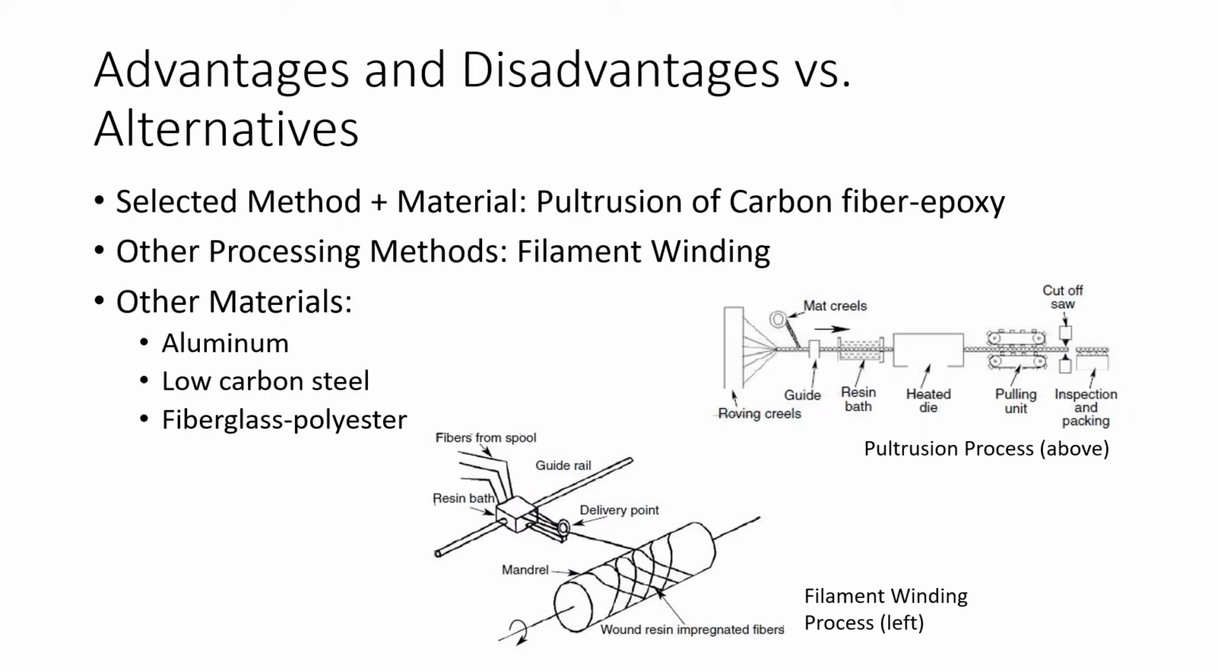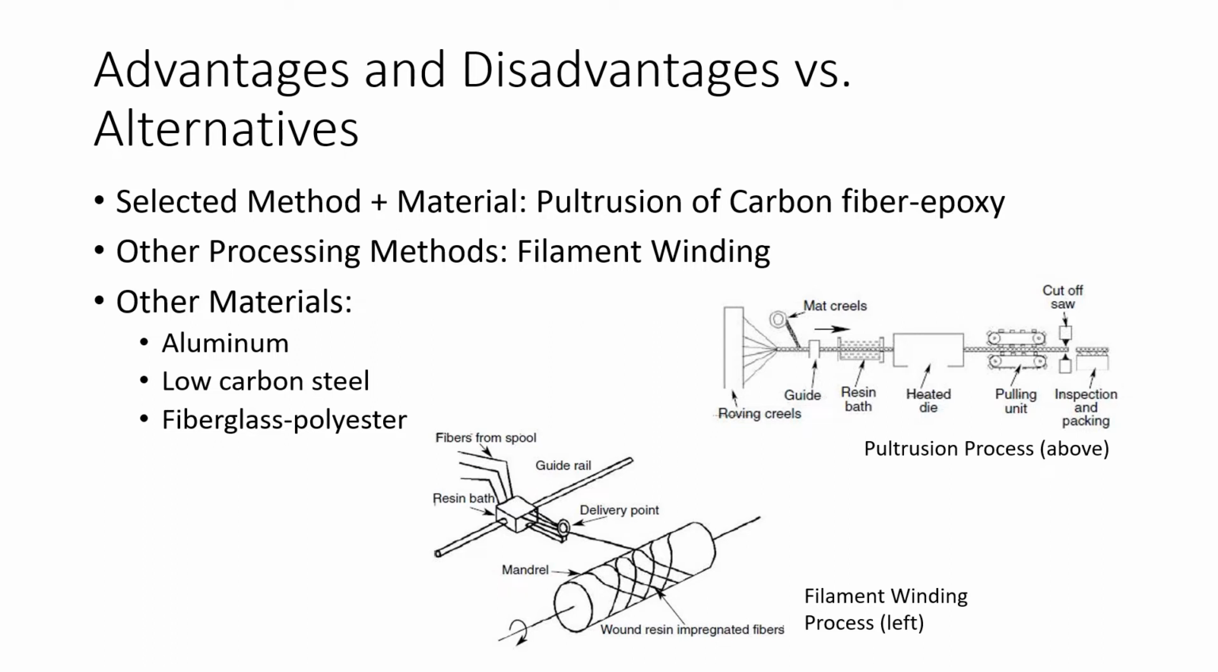Possible materials that could make a stiff spar include aluminum, low carbon steel, and fiberglass polyester. While steel is pretty stiff and is a pretty cheap material, an obvious disadvantage when compared to other potential materials is its heavy weight. On the other hand, aluminum is a much lighter material, but it is not as stiff as steel, and it is also more expensive than steel.